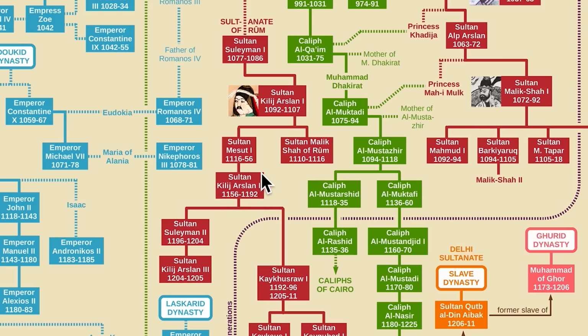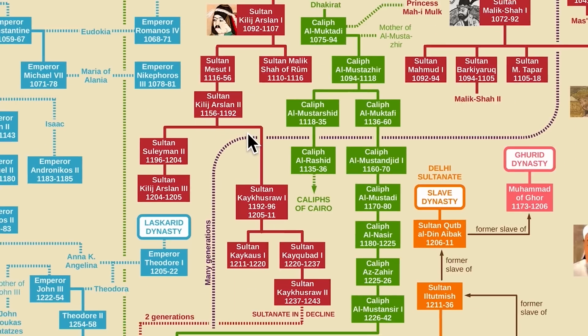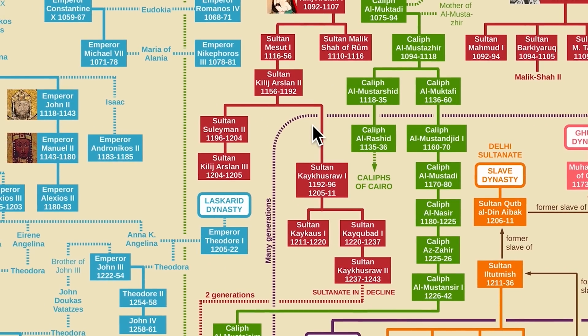After Kilij Arslan II, there was some infighting within the family for control of the Sultanate. First, Khusra held power, then his brother Suleiman II, then his son Kilij Arslan III, and then it went back to Khusra. During all this turmoil, there was actually a Fourth Crusade, but strangely, the Fourth Crusade never made it to Seljuk territory. Instead, the Latin Crusaders ended up taking the city of Constantinople from the Byzantines for a few decades. Eventually, we come to Khosrau I.